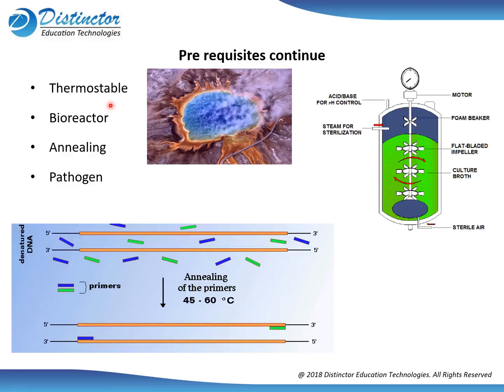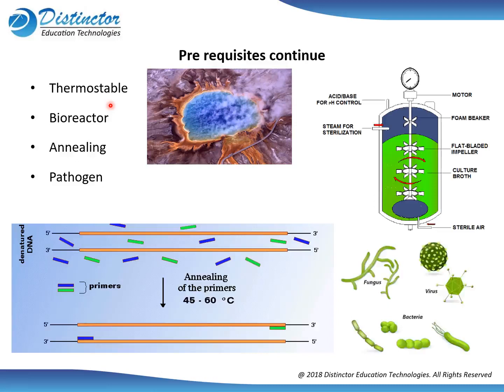The next one is a pathogen. Pathogen means the microbes which are able to cause a disease; they are going to be called pathogens. So a fungus, virus, and bacteria which can cause a disease are going to be called pathogenic bacteria or pathogenic microbes.